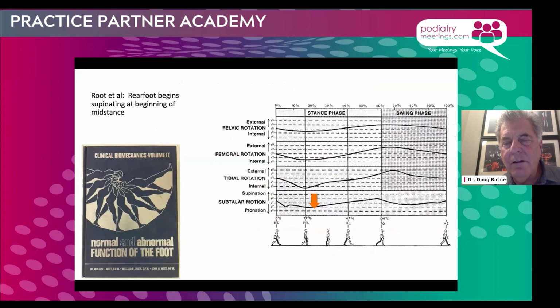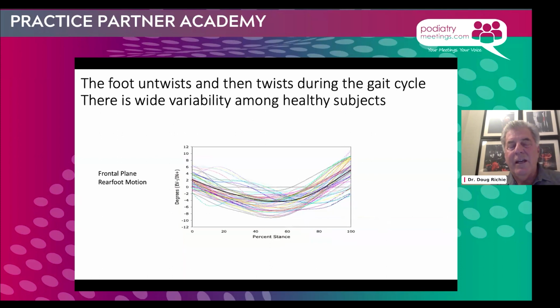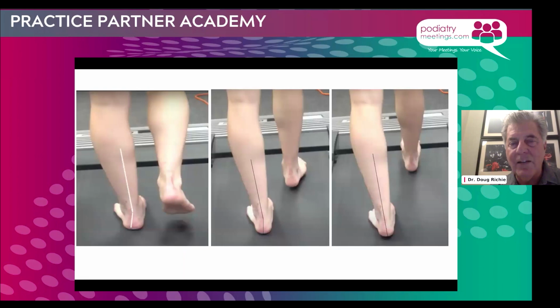Early on, many researchers, including Root, showed the triplane motion of the foot during the various stages of the walking gait cycle. And clearly, we know from kinematic studies that the foot untwists and then twists at key stages during the stance phase of gait. And this all has an energy storage and energy release function.